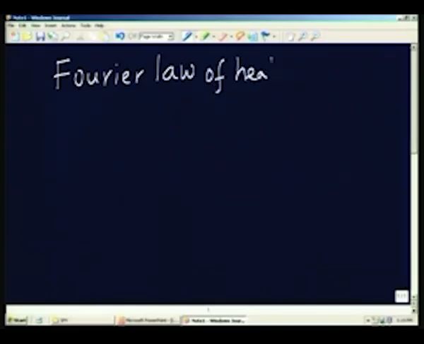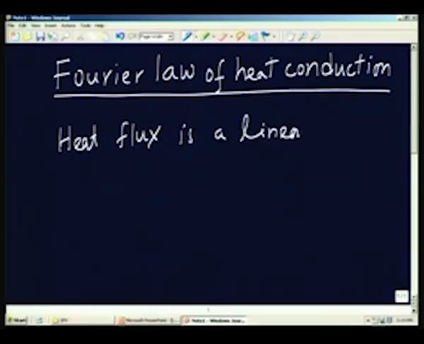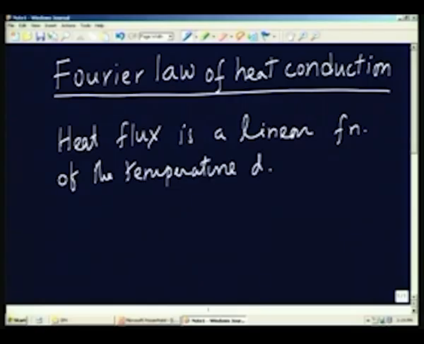So, Fourier law of heat conduction states that the heat flux is a linear function of the temperature gradient. Of course, temperature is a scalar quantity, and the temperature gradient will be a vector quantity, and heat flux is also a vector quantity because it has both a magnitude and a direction.